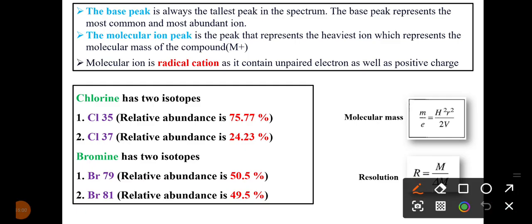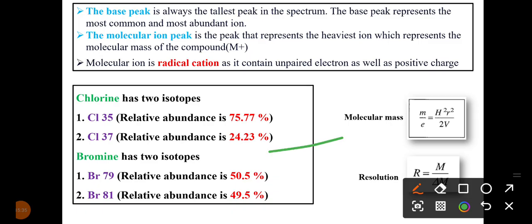Chlorine 35 and 37, bromine 79 and 81, right? So the relative abundance is very important. For chlorine 35, the relative abundance is 75.77%, and for chlorine 37, it is 24.23%. Similarly in bromine, the relative abundance for 79 is 50.5%, and for 81 it is 49.5%. Here are the different formulas for the molecular mass and the calculation of resolution, just for your information.